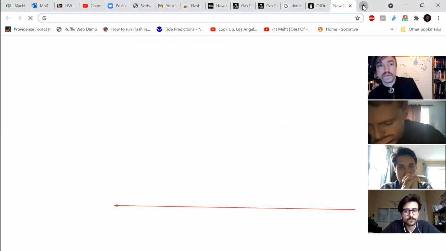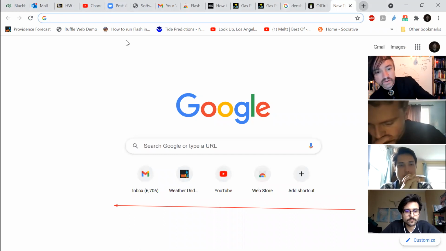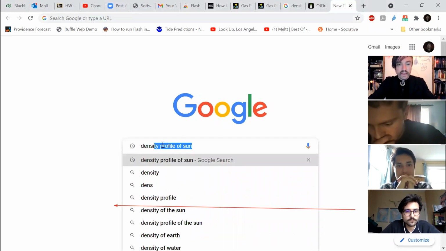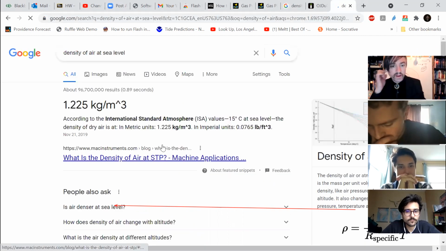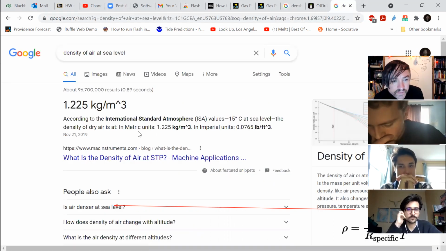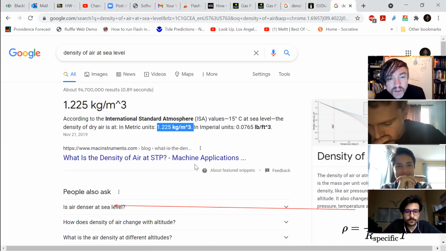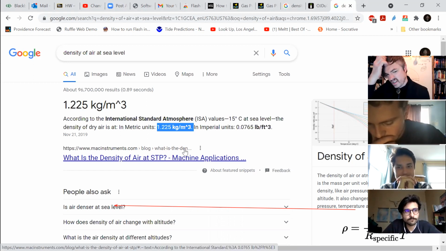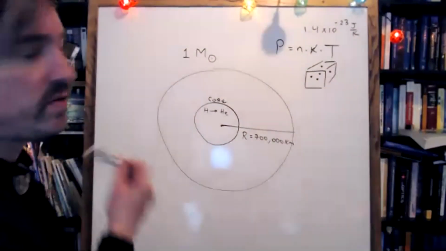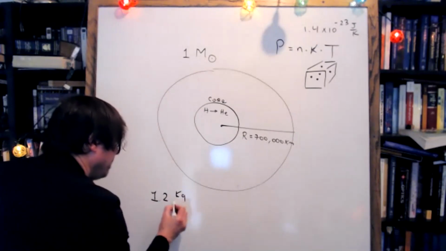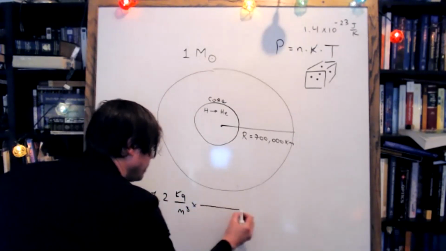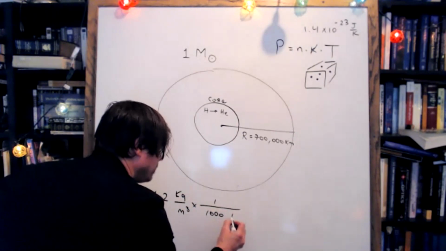well, let's find out. I usually know the number density, but let's look up the density of air at sea level. Hopefully they'll give it to me in grams per cubic centimeter. Okay, here we go. 1.2 kilograms per cubic meter. Are we good enough to convert that? Yes, we are. So if it's 1.2 kilograms per cubic meter, let's do some dimensional analysis.